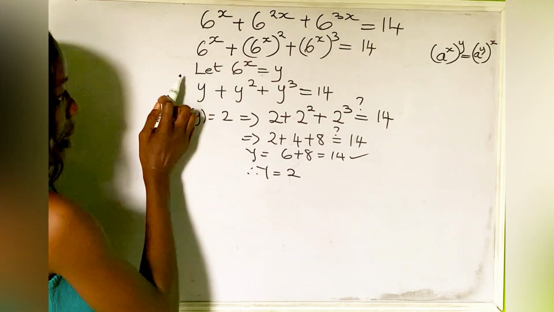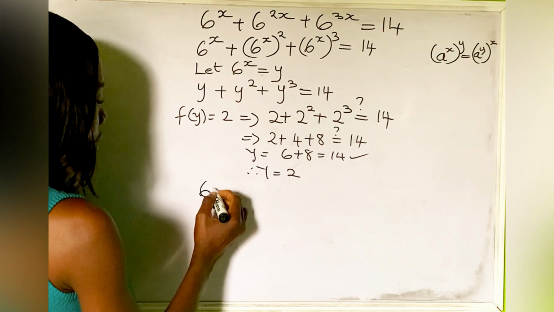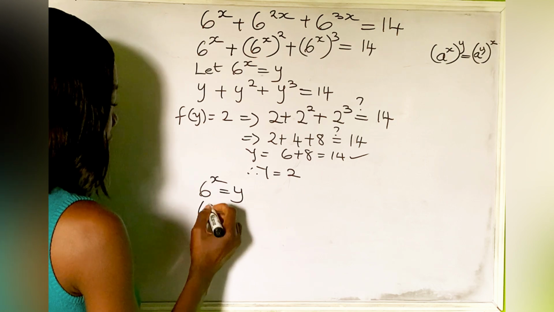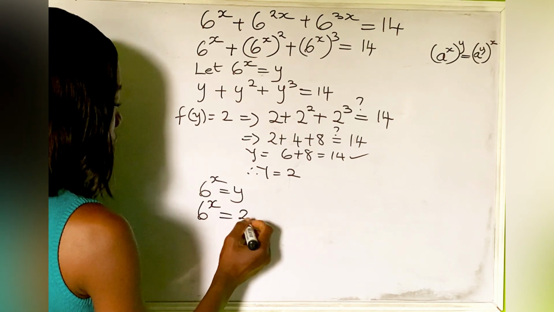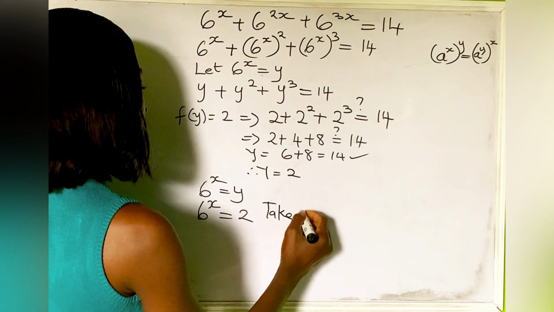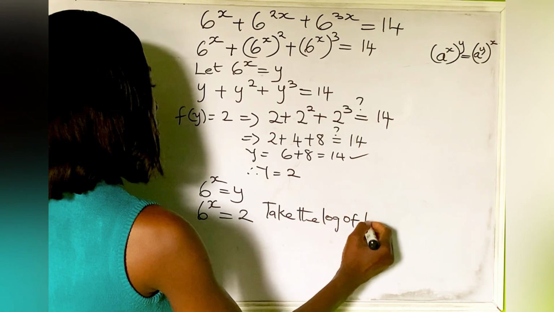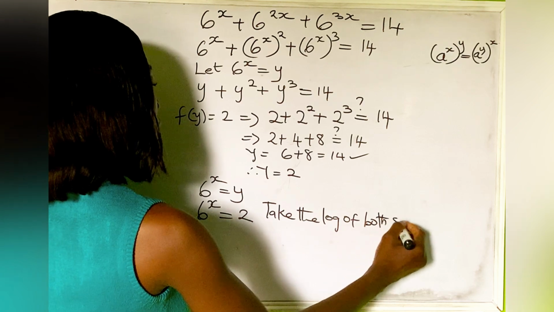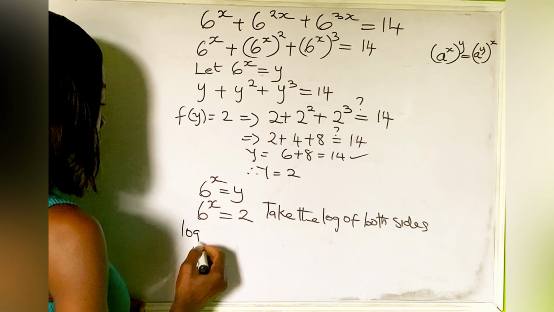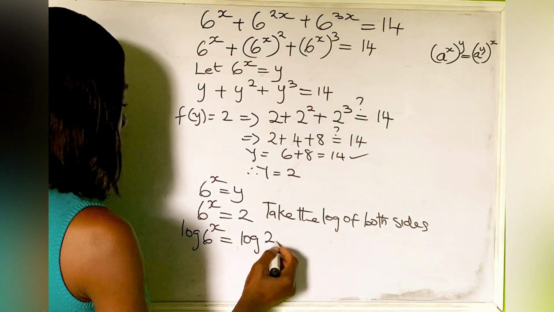Okay, now let's go back to this place. If our y is 2, we have that 6 to the power of x is equal to y, and our y is 2. So we have 6 to the power of x is equal to 2. So what we'll do now is take the log of both sides. Okay, now we say log 6 to the power of x is equal to log 2.